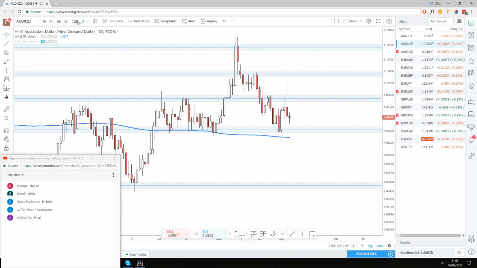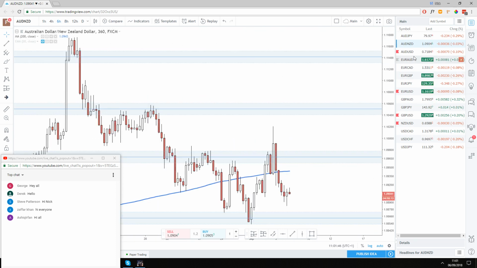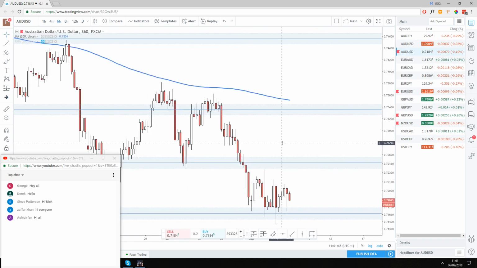AUD New Zealand, nothing much going on here, guys. I mean, it's bounced away from this resistance area, but it was a very difficult setup to enter. So, yeah, nothing going on there.